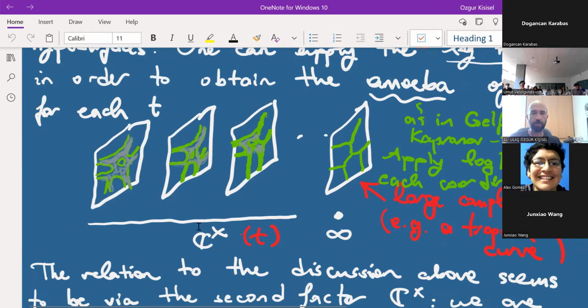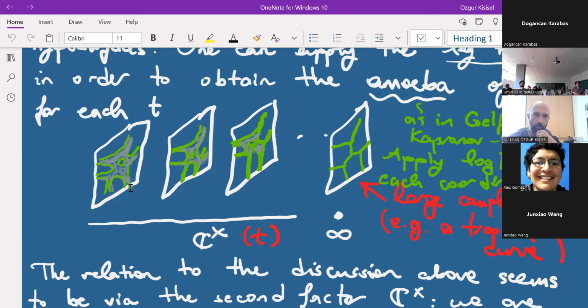So you have a base like C star, for which t is a coordinate, and over each point you have the log of your hypersurface, which really looks like some kind of amoeba. These are amoebas as in Gelfand, Kapranov, Zelevinsky. How you find them is you apply the log absolute value map to each coordinate of the points of your variety, and that gives you such shapes.